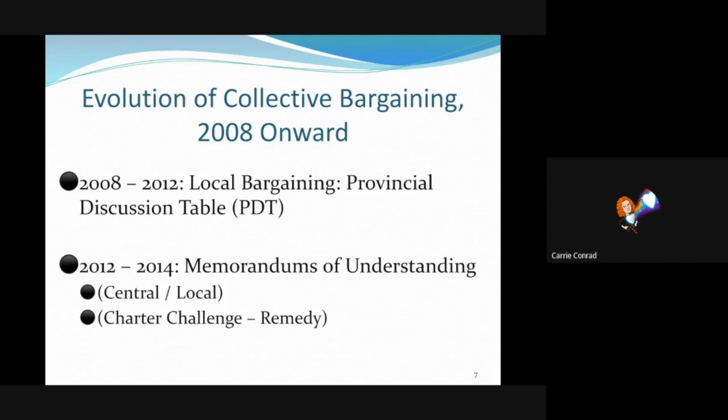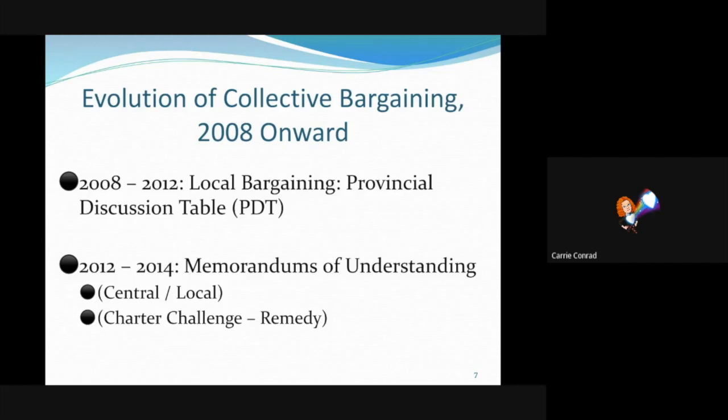It also ensures that prior to 2008, all collective bargaining occurred at the local level, involving the local school board and the appropriate local bargaining unit. In 2008-2012 collective agreements, while they were negotiated locally, discussions began at the provincial table, primarily related to items of a monetary value. This began what's referred to as the PDT, the Provincial Discussion Table.